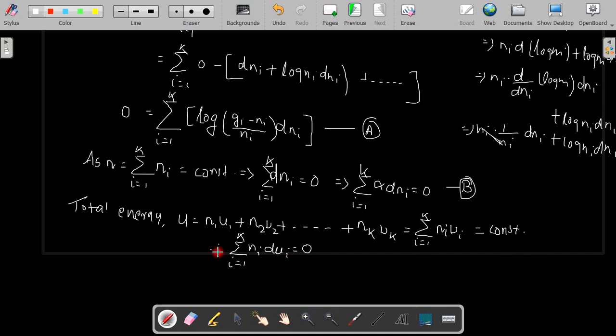Okay, and let's multiply this also on both sides by beta, just a constant, and beta is equal to 1 by kT. We are using that term because it has something to do with the Boltzmann constant. So beta ni dui is equal to 0. Let's mark this as c, and this beta is equal to 1 divided by kT. So we have got these three terms. This is a, that is b, and then c.